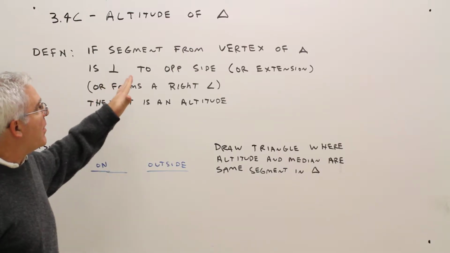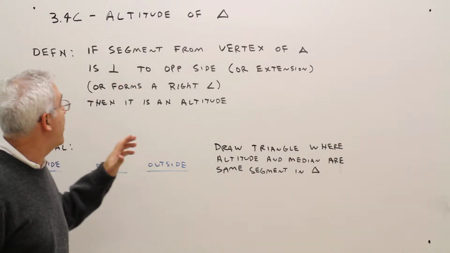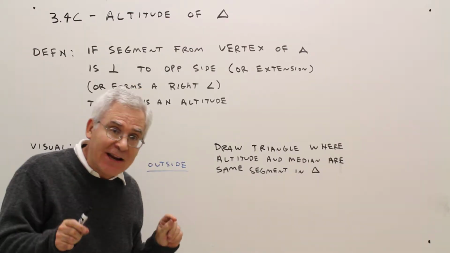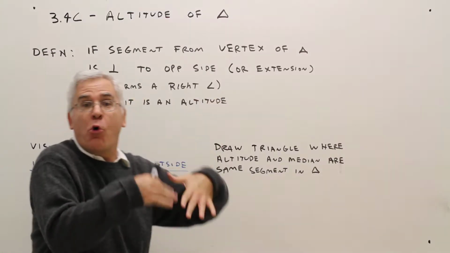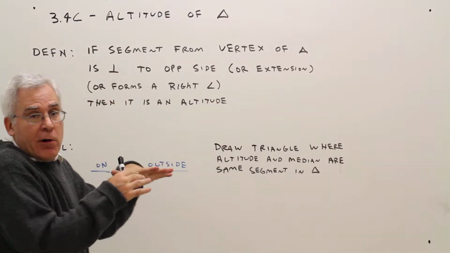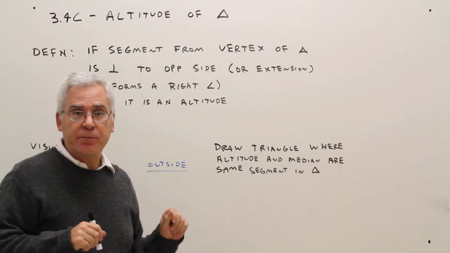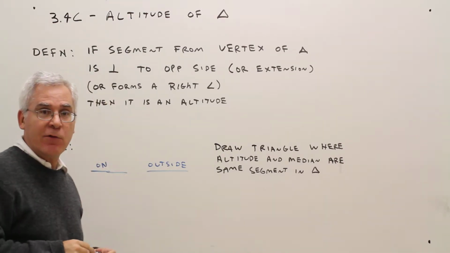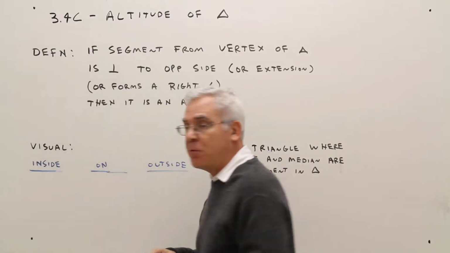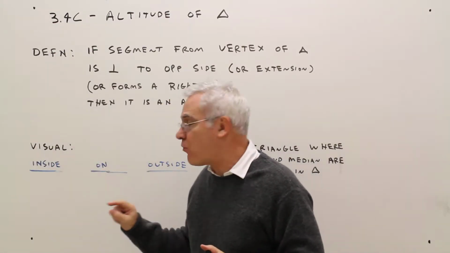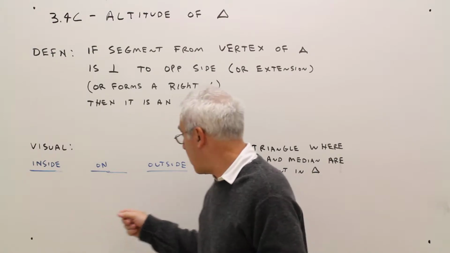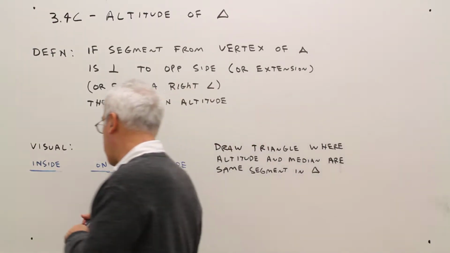If a segment from the vertex of a triangle is perpendicular to the opposite side, or its extension, or forms a right angle, then it is an altitude. Okay, so let me give you three pictures of what can happen here. So the altitude could be inside the triangle, on the triangle, or outside the triangle.